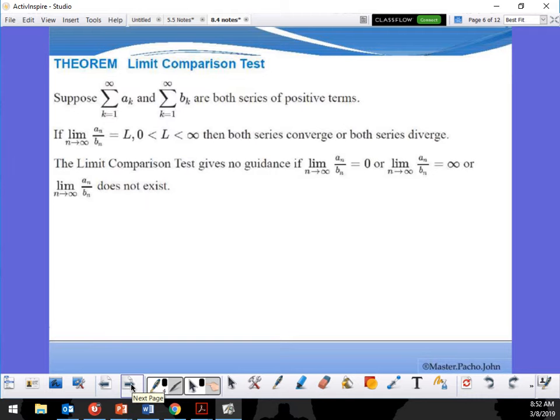Okay. Suppose the sum as k equals 1 goes to infinity of a_k and the sum of b_k are both series of positive terms. If, as n goes to infinity, the limit of a_n over b_n is equal to my limit L, then my limit is going to be somewhere between 0 and infinity.